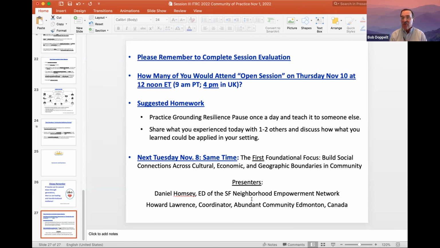And then in the next session, we're going to start diving in even more. You heard a lot today from Vici and others about the importance of social connections. That is the most important foundational area that we need to focus on to build population level capacity for mental wellness and resilience. And that's what we're going to focus on next week with two really exciting programs, excellent programs. Daniel Holmesy, who runs the San Francisco Neighborhood Empowerment Network, and Howard Lawrence, coordinator of the Abundant Community Edmonton in Canada, will share their approach to this. So it's going to be a very, very interesting day again.